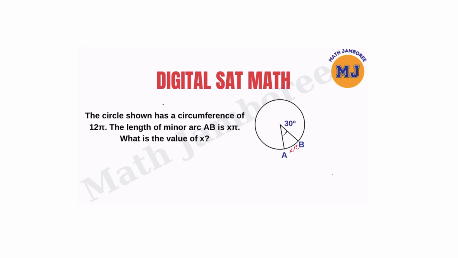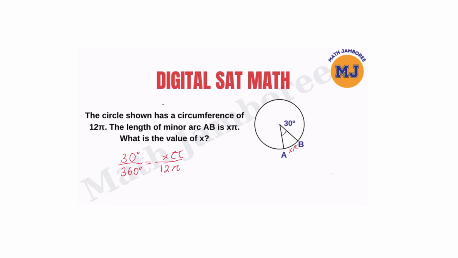For this type of question, you would need to know that the whole circumference... We just got a 30-degree part of that, which means that 30 degrees over 360 degrees is going to give you the part of the whole circumference we're talking about. And the whole circumference was 12 pi, and we have x pi in here.